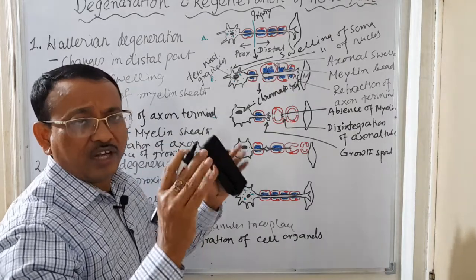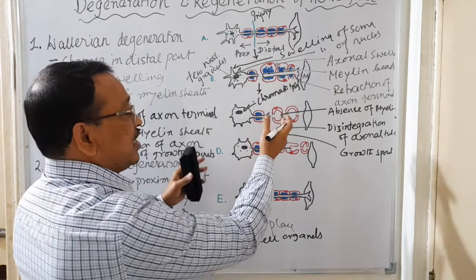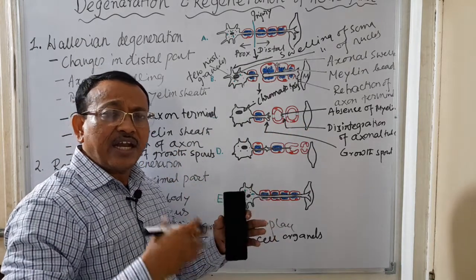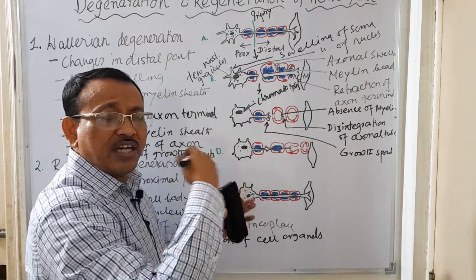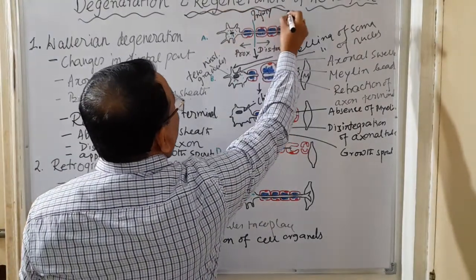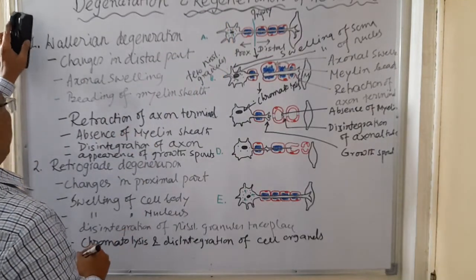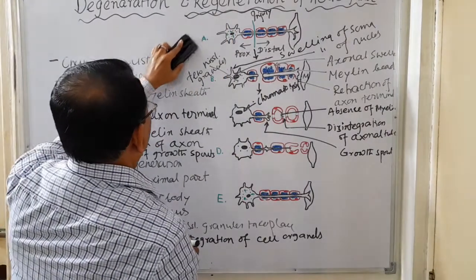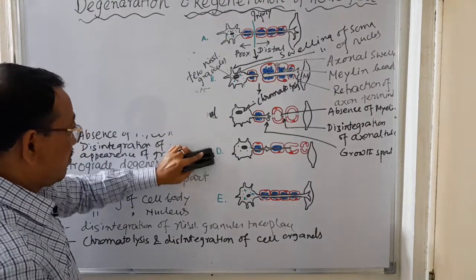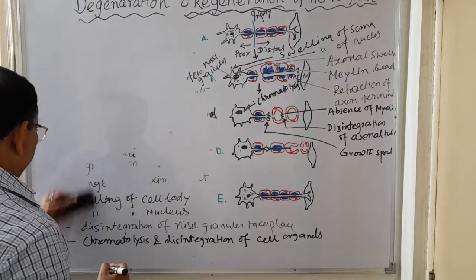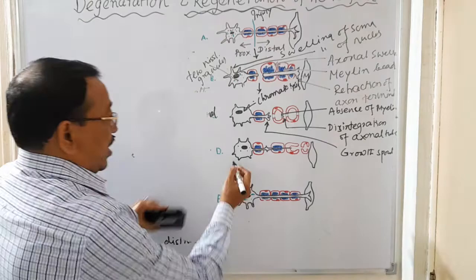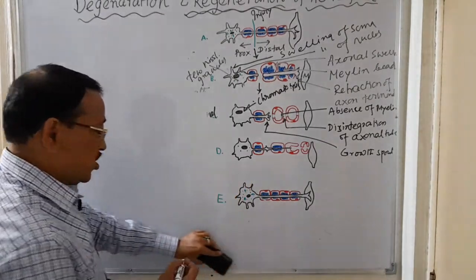Now, after some days or few months, what happens? This nerve fiber starts regenerating again. The entire structures which were degenerated will again appear, and that process is known as the regeneration of the nerve fiber. So now we'll talk about the regeneration of the nerve fiber. Here you see what happens in the regeneration of the nerve fiber.